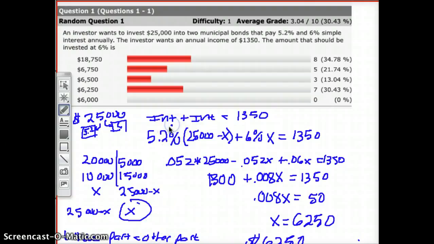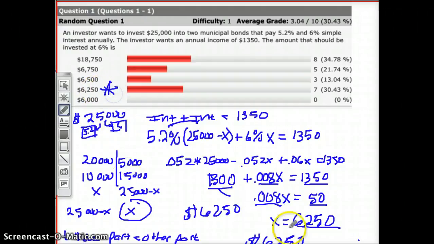So I'm going to use the distributive property right here. And I have this product minus 0.052x plus 0.06x is equal to 1350. I do this multiplication, I get this number. I do the subtraction, I get this. I'll copy that down. I subtract this from the other side, and I get 50. I divide 50 by 0.008, and I get this number, which means $6,250. I look up here at my answer choices, and sure enough, it is this one right here. So that's how you do that problem.